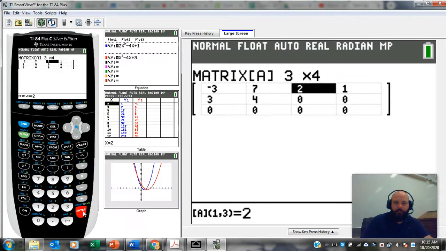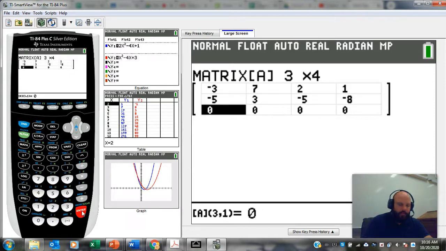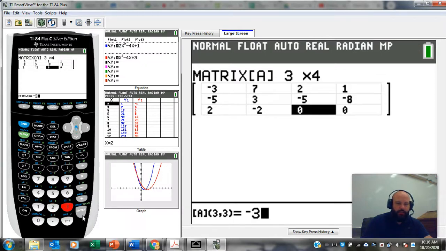And then I'm going to keep going here. We'll go into the next one. There is a 3. Nope, there should be a -5. Then there should be a 3. Then there should be a -5. And then a -8. Then the last row is 2, -2, -3, and then 15.